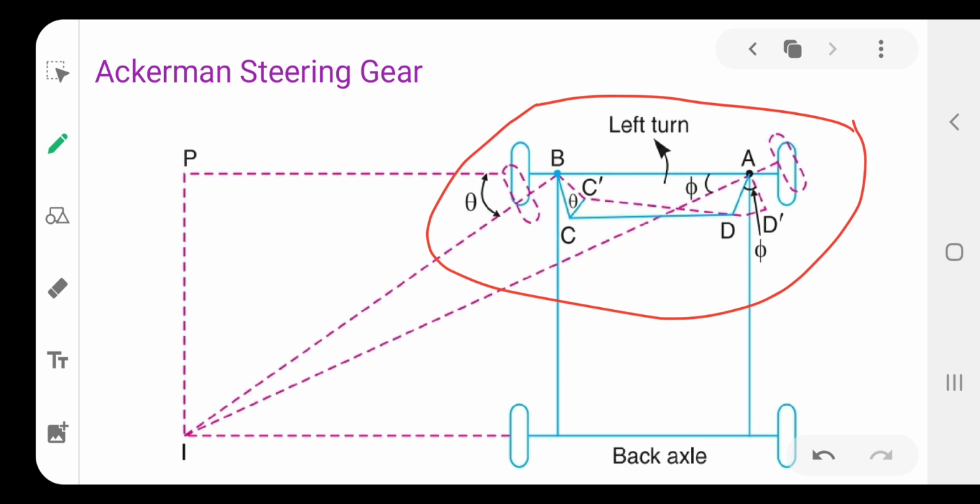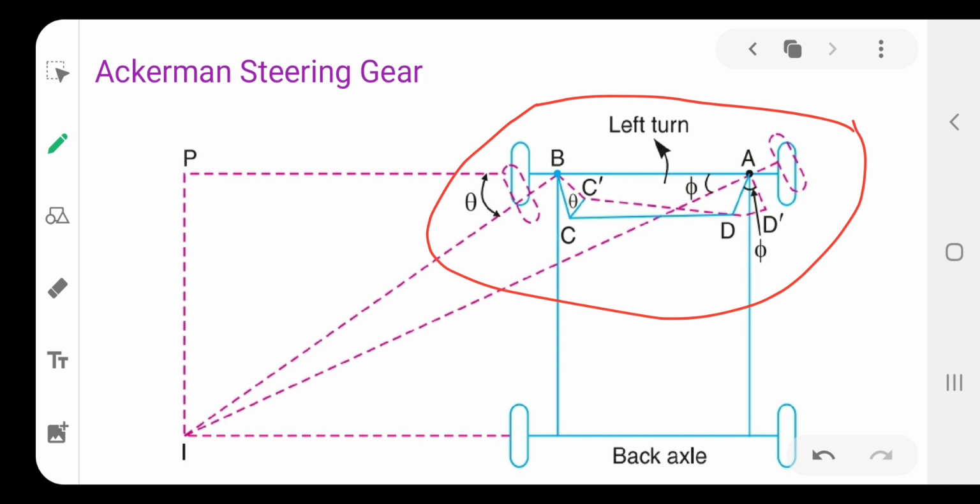One small difference: the whole mechanism of the Ackermann steering gear is on the back of the front wheels, whereas in the Davis gear it is in front of the wheels. Another difference is that the Ackermann steering gear consists of turning pairs, whereas the Davis steering gear consists of a sliding pair.